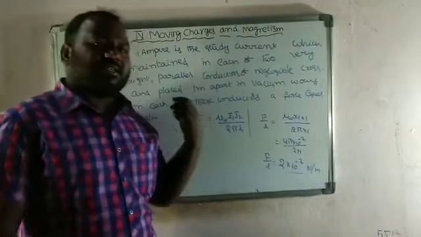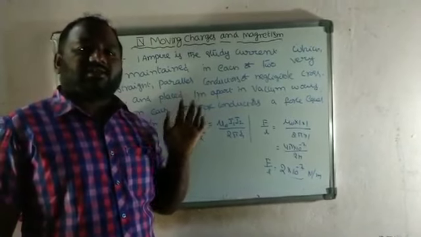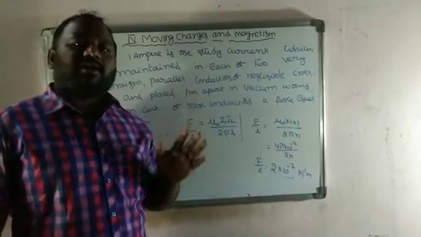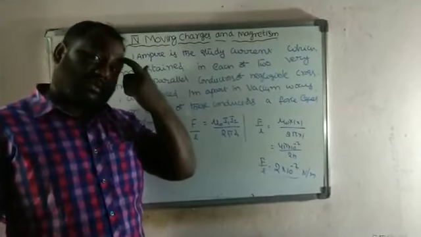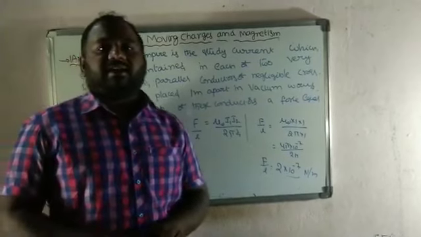Generally this question is given for 5 marks. They ask it as: derive the force between two parallel current carrying conductors and also define the ampere. So now this is the force between two parallel current carrying conductors.